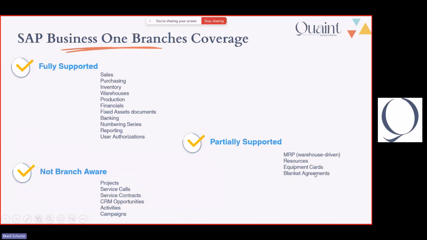Equipment cards, blanket agreements, no. Well, partially. You cannot select a branch on a customer equipment card, but if your customer equipment card is linked to a sales contract and a sales call, yes, we still do not see branches there. But on the service call, if you do put an AR invoice, AP invoice to be billed to the customer, then of course that transaction will have the branch on it.